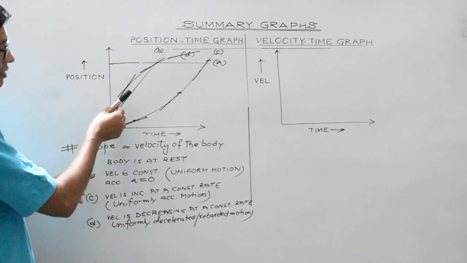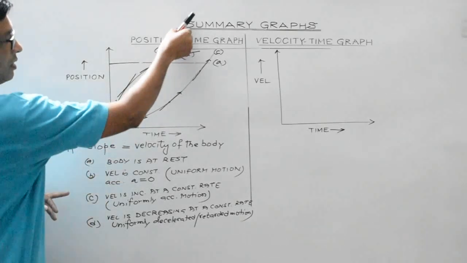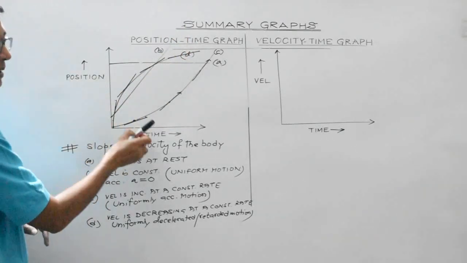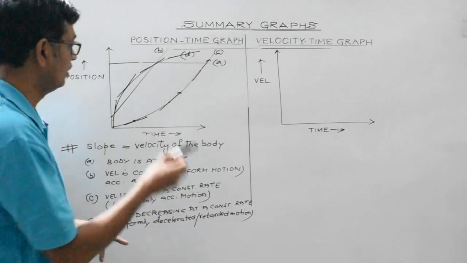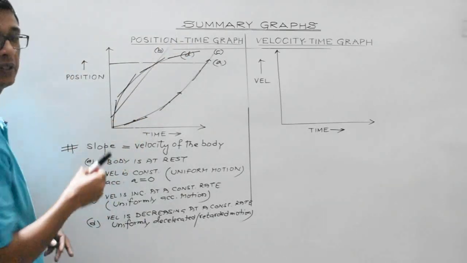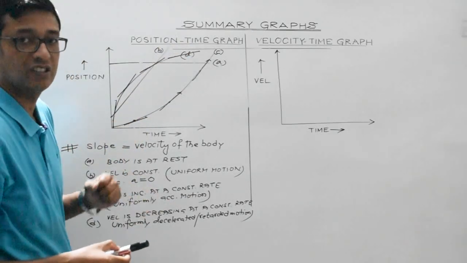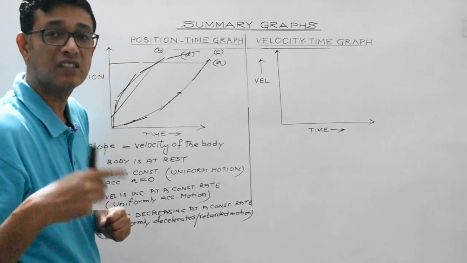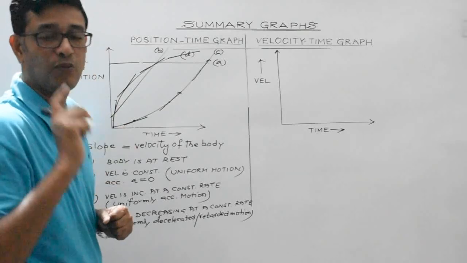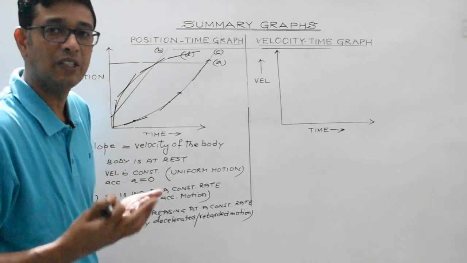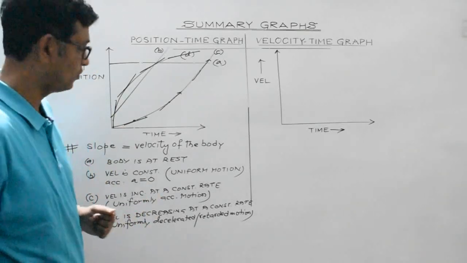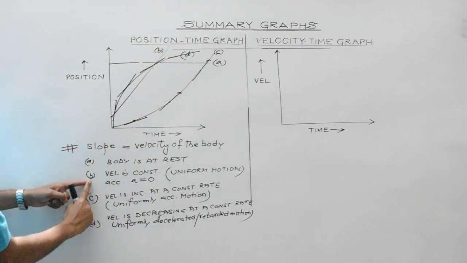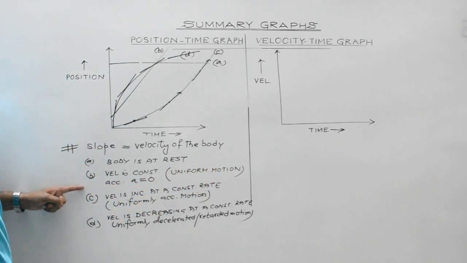Second one is a straight line. Now the slope of a straight line is always constant. In the position time graph, its slope gives us velocity. So a straight line represents the velocity of the body to be constant. And whenever the velocity of the body is constant, it must be the case of uniform motion, when the body covers equal displacements in equal intervals of time, right? So this straight line, which is graph B, represents uniform motion.